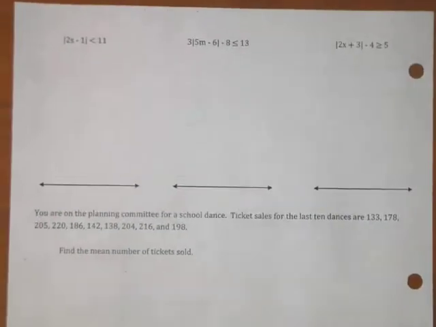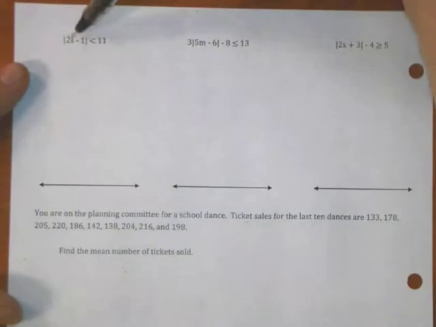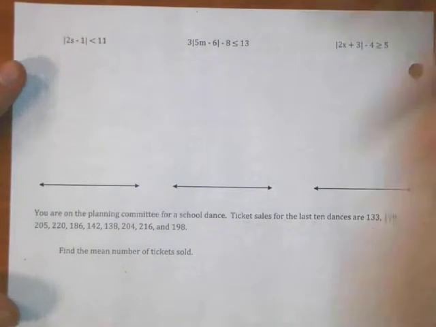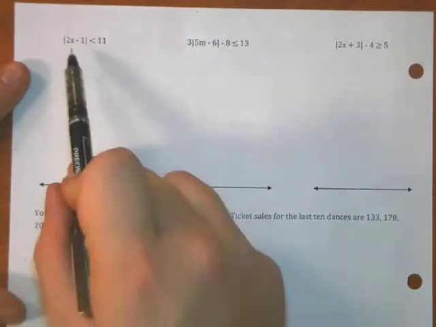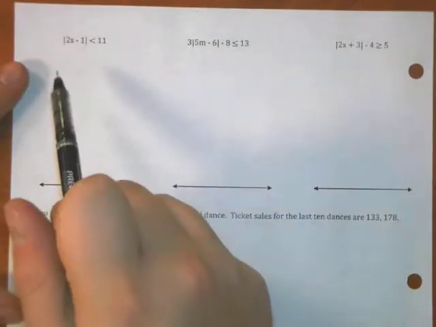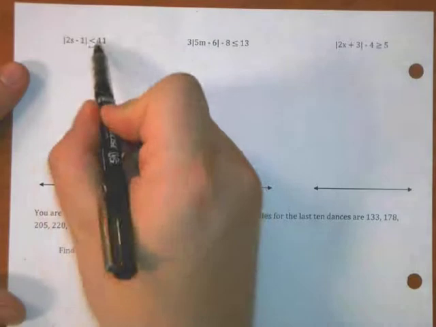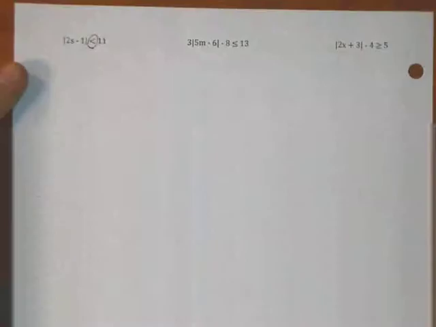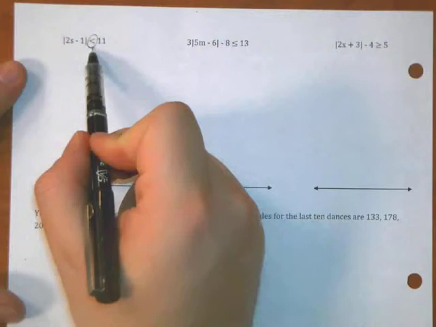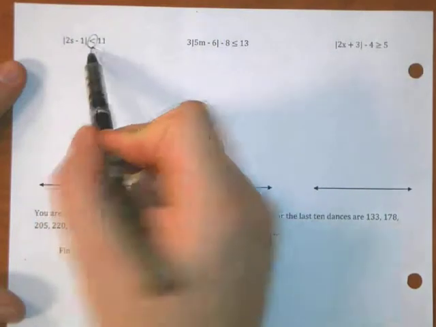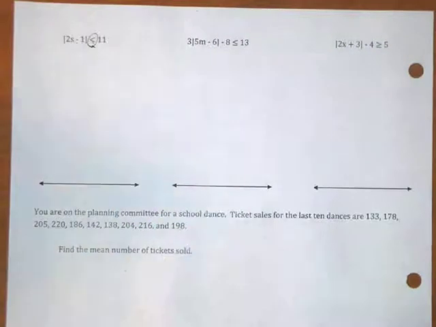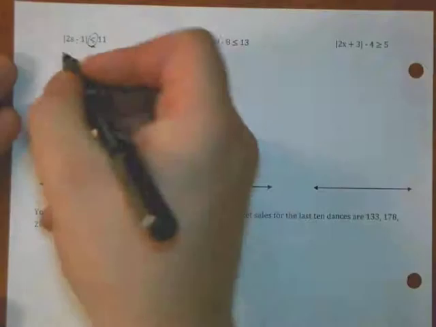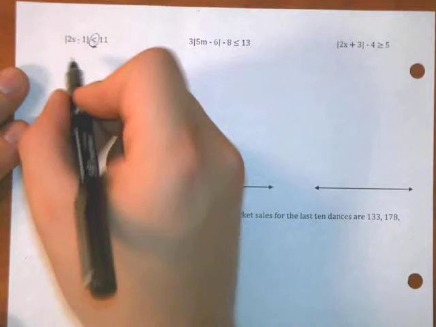All right. Absolute value of 2s minus 1 is less than 11. Okay, the absolute value is by itself, so decision time. Is this a between or an or? It's a between, an and, because it's a less than symbol. Less than is a between. This distance is less than 11. It's all the numbers inside of 11 and negative 11.